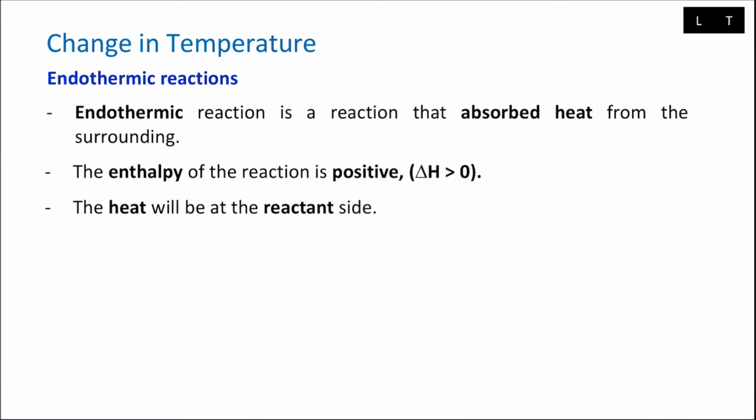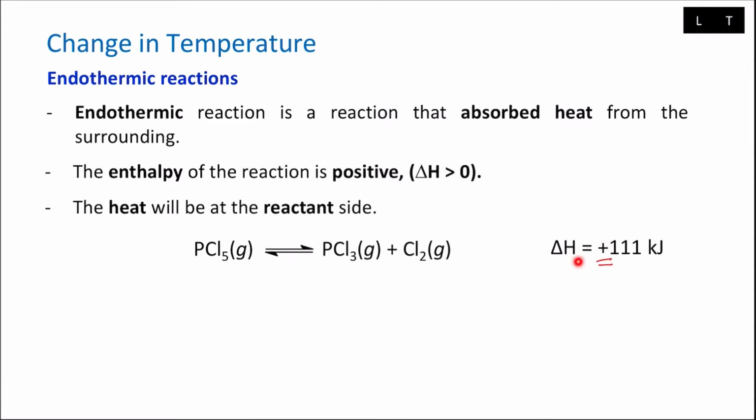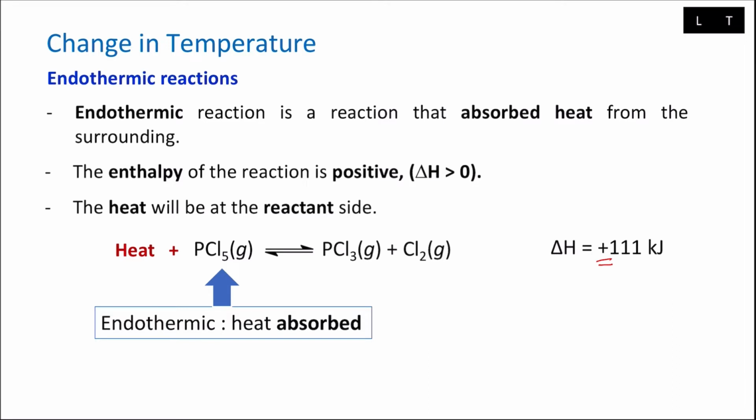So apa yang saya maksudkan dekat sini, for example, I have this reversible reaction where I can see that delta H value dia adalah positive here. And then seterusnya, kat mana saya nak letak heat saya akan letak dekat bahagian reactant iaitu PCl5. Saya tambah like that. So, bila nampak this kind of hint, positive sign, kita boleh tahu this reaction adalah endothermic dan the process di mana the reaction absorb the heat.